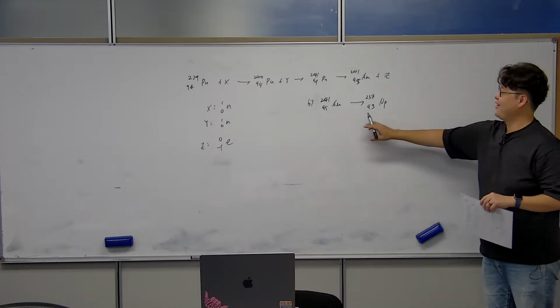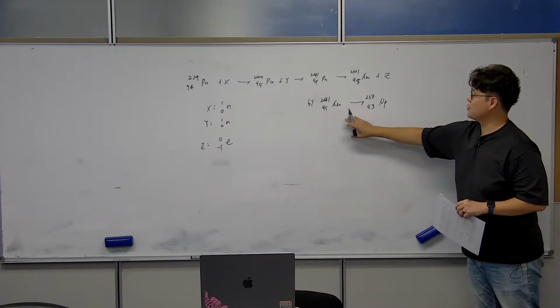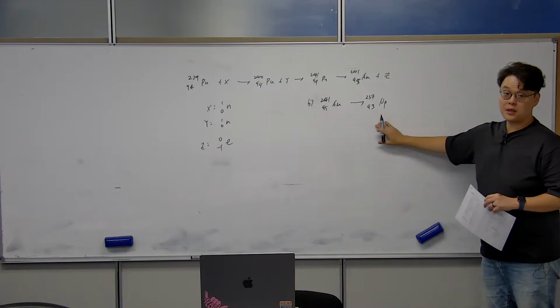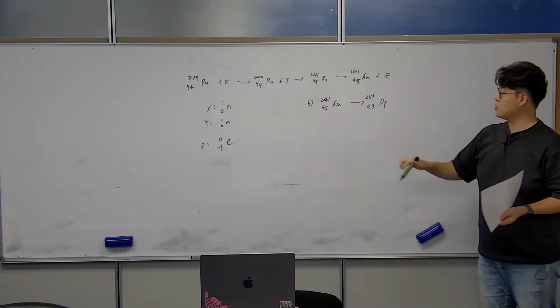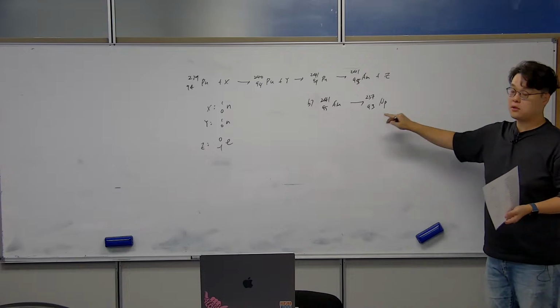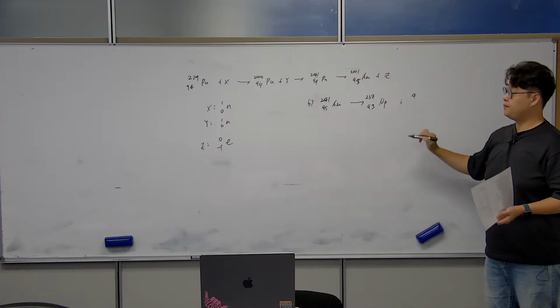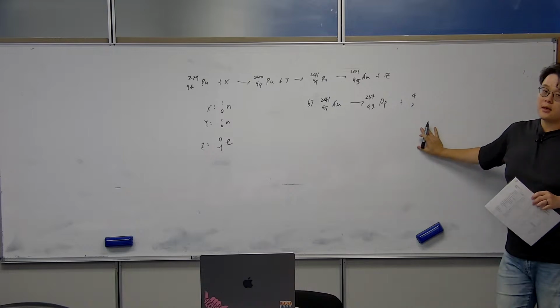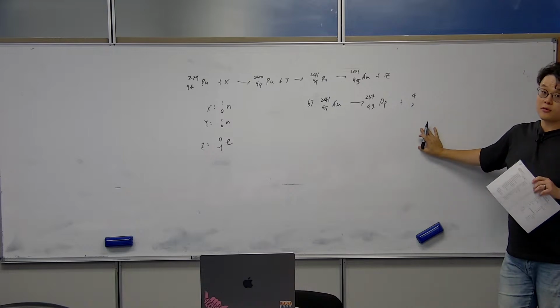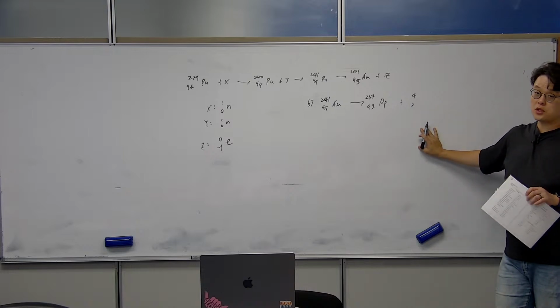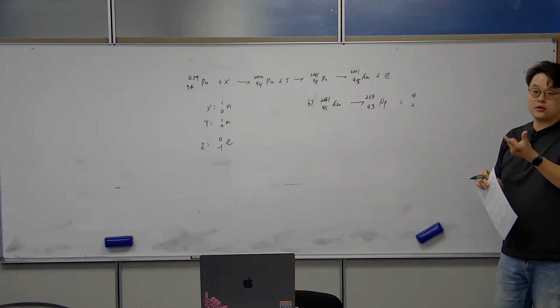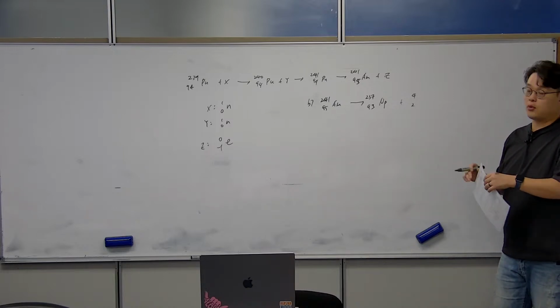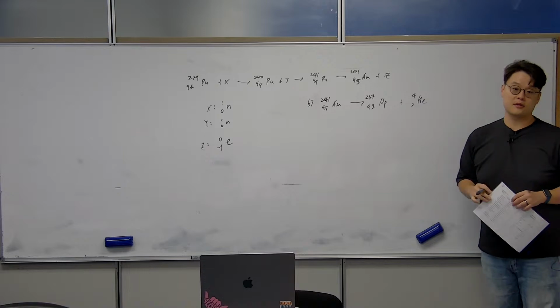All right. So let us think of something like 241 to 237, 95 to 93. As I said, just do simple math. 241 minus 237 gives you 4. 95 minus 93 gives you 2. So something that carries the mass number of 4 and atomic number of 2, which means this has 2 protons and 2 neutrons. It would simply be what? Helium, alpha particles like this.